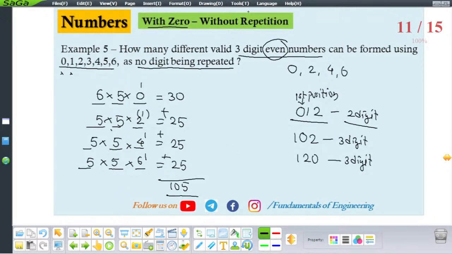105 valid 3-digit numbers can be formed by using the digits 0, 1, 2, 3, 4, 5 and 6 when the digits are not repeated.